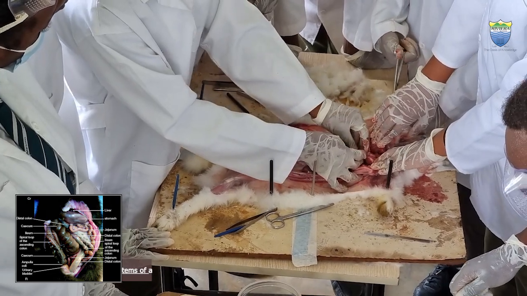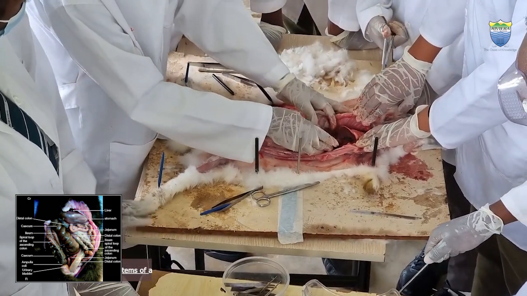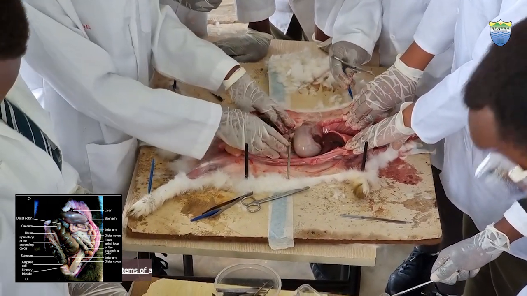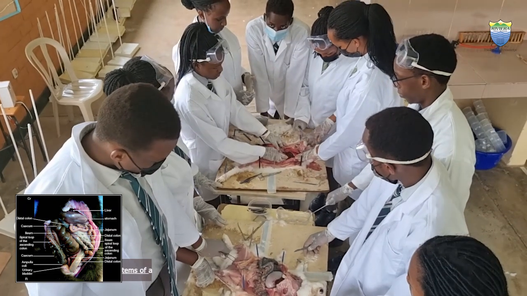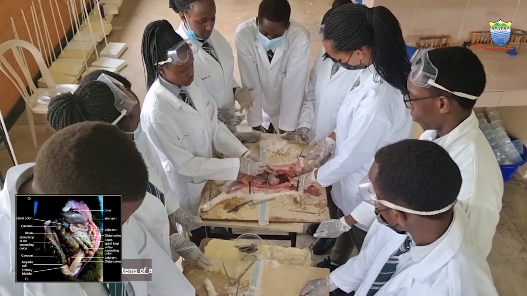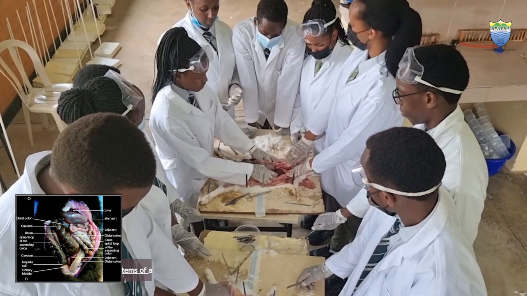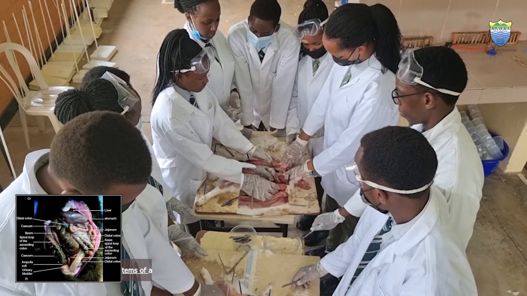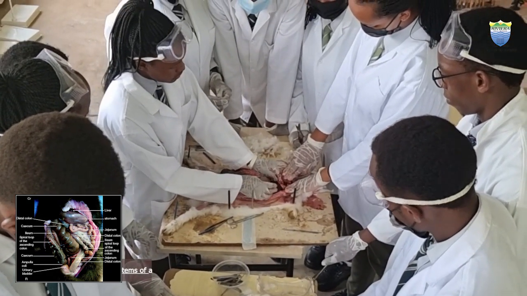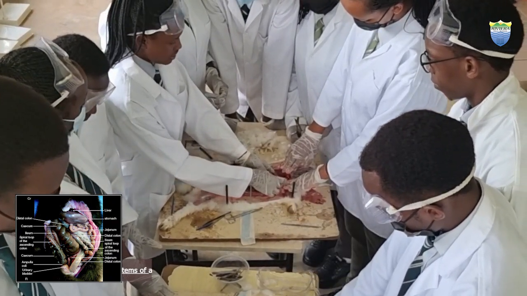What are the functions of the liver? The liver has many functions. First of all, it helps in the breakdown of fats. It stores glucose: when there is excess glucose, it is changed to glycogen, and most of the glycogen is stored here, in the liver. It also helps in excretion of waste products. Then here we have the lungs. You know the use of the lungs.